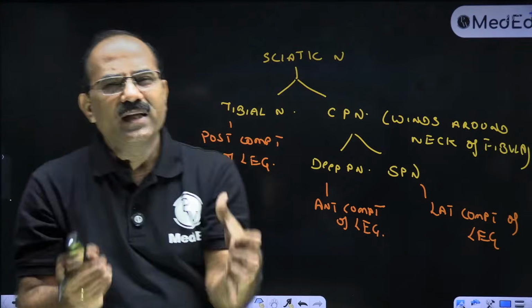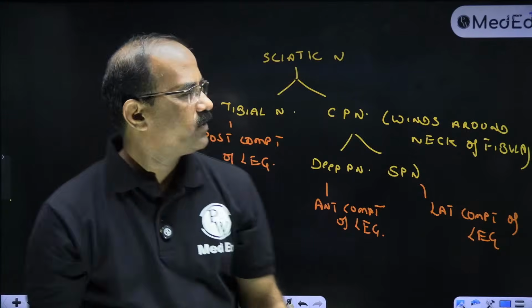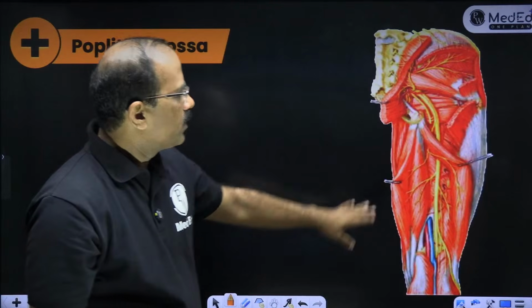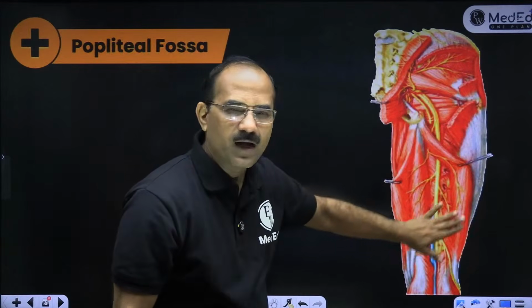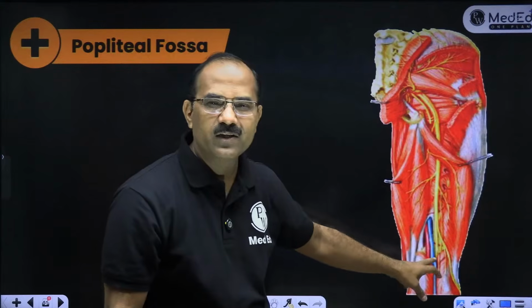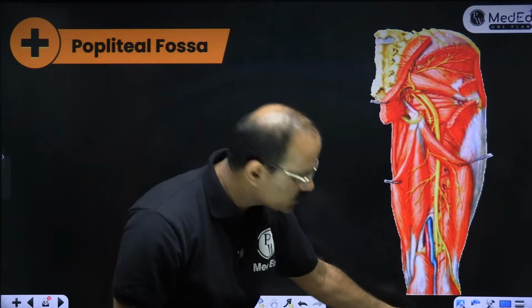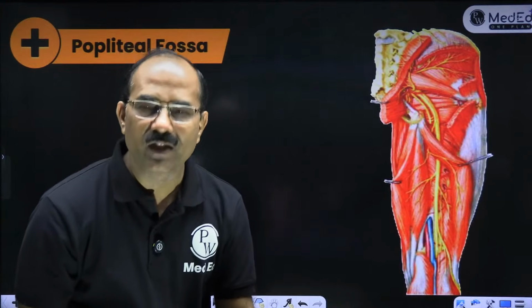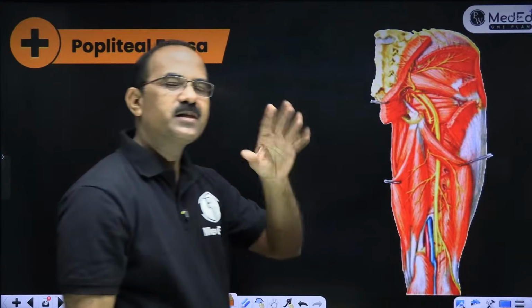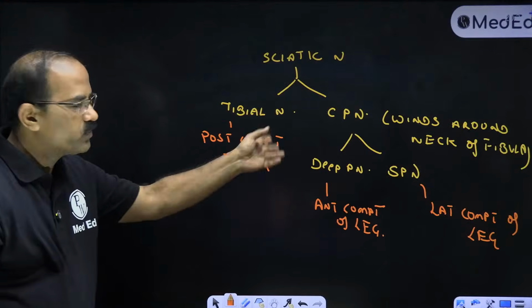Okay. So sciatic nerve divides into a tibial and common peroneal nerve. Just have a look at this. So this is the posterior compartment of the thigh. Posterior compartment of thigh में sciatic nerve है. Sciatic nerve divides into a tibial and common peroneal. Tibial सीधे नीचे जाती है in the posterior compartment of the leg. Common peroneal nerve winds around the neck of the fibula, divides into a superficial and deep peroneal.